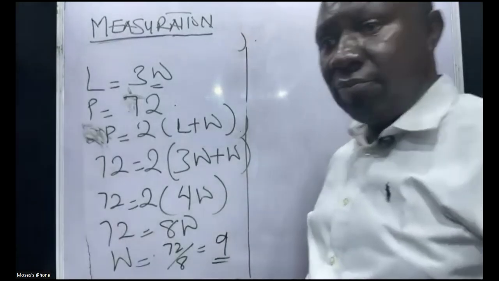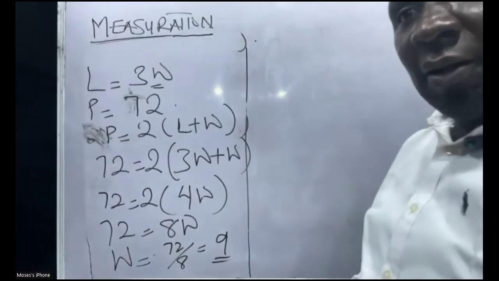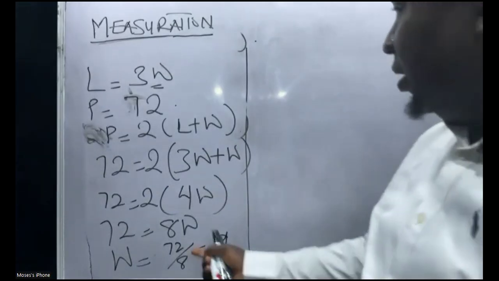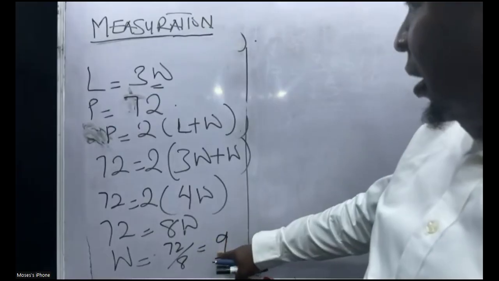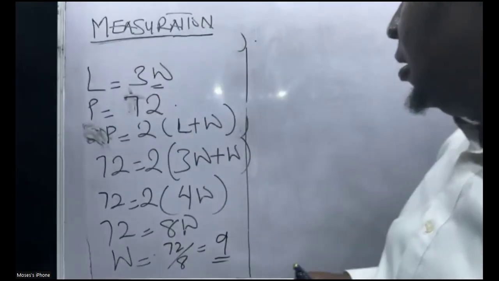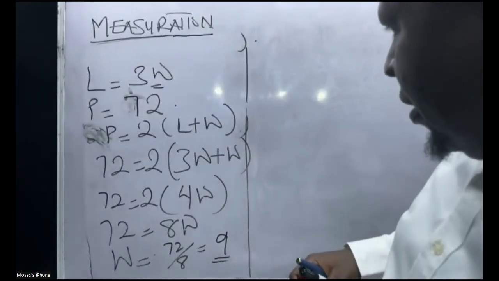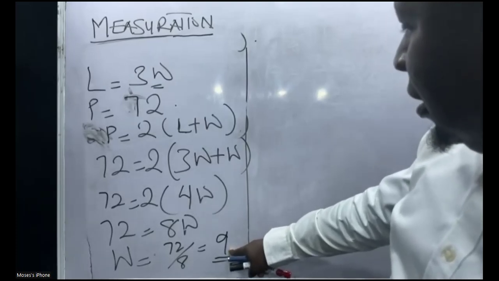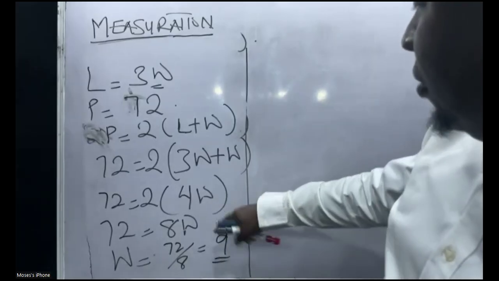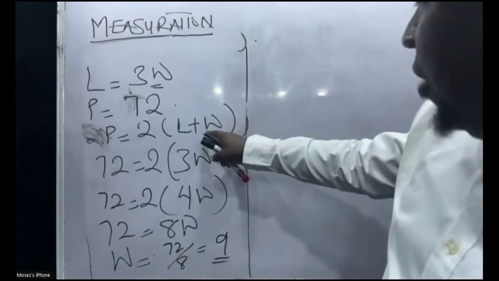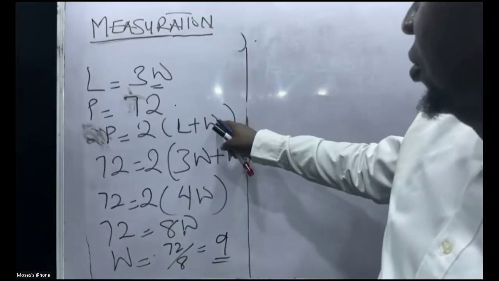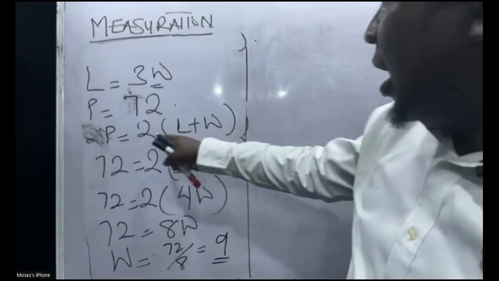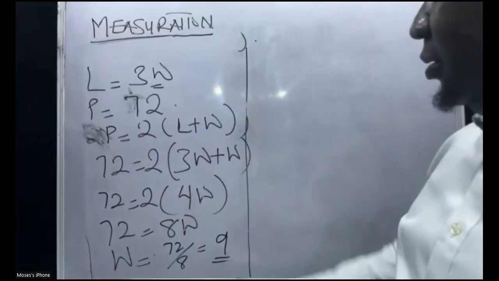Since we have gotten the length to be 27, we got our breadth, which is our W, to be 9. If you get your breadth to be 9, you represent your width with W here, and you do your calculation. You should get something. Hope you know how we get that.